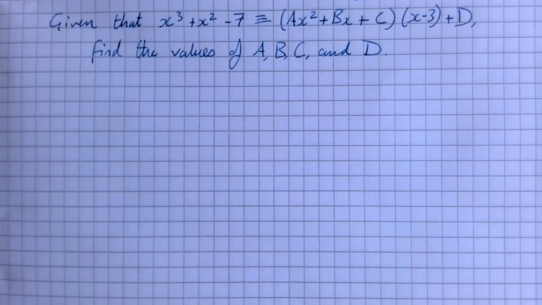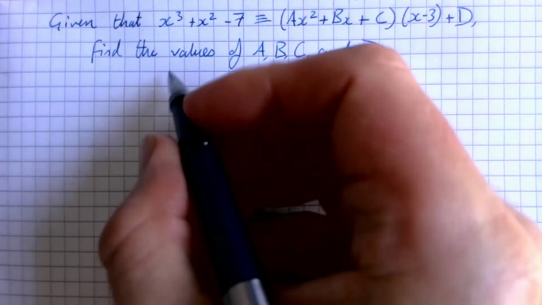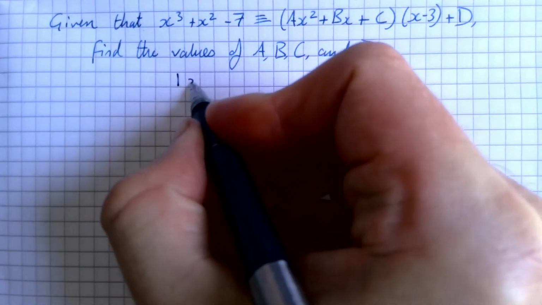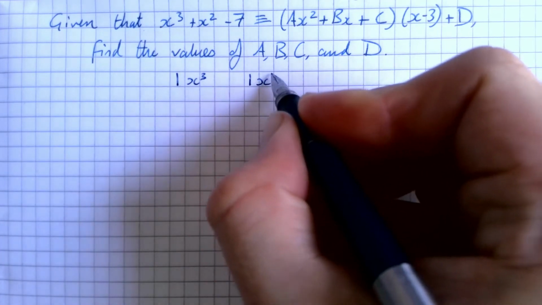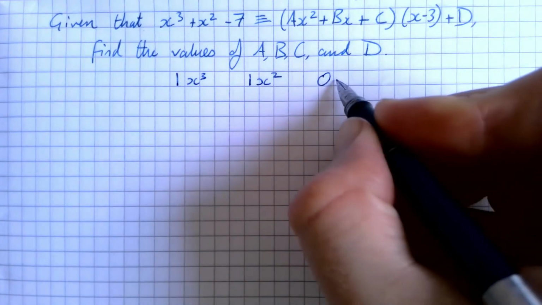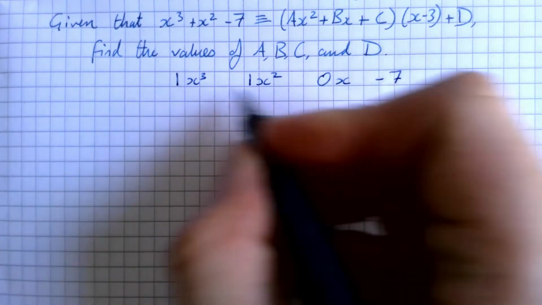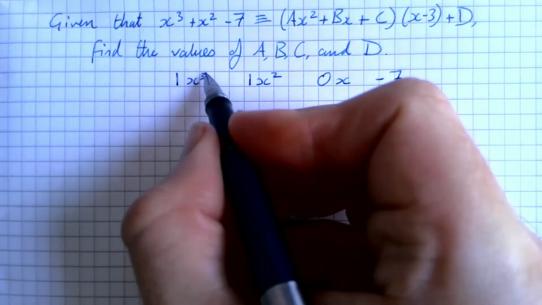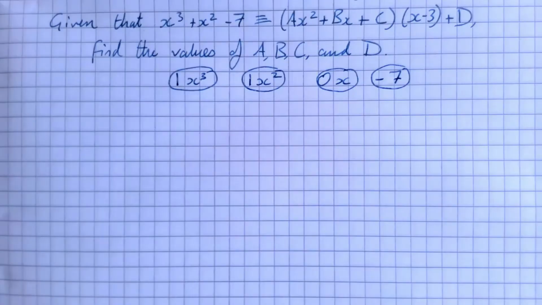So what do I know? I know that the coefficients, so we've got 1x cubed, we've got 1x squared, we've got 0 x's, and we've got minus 7 at the end. That's what we're looking for.